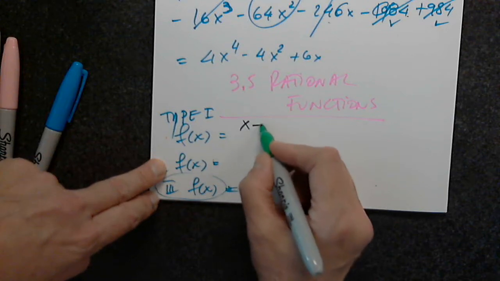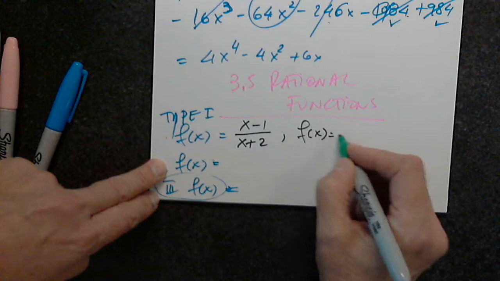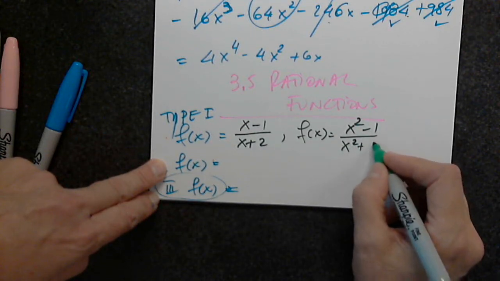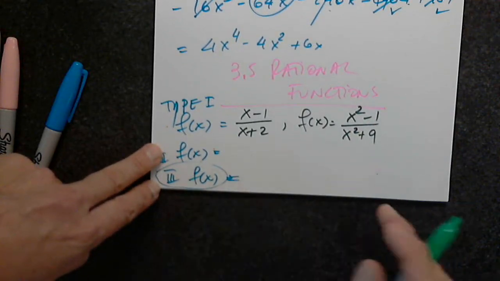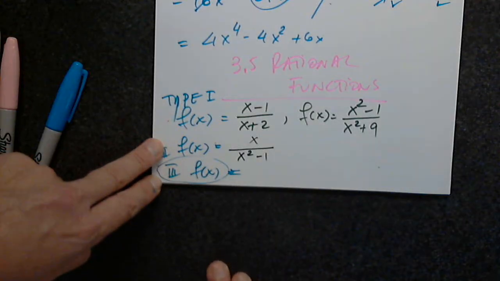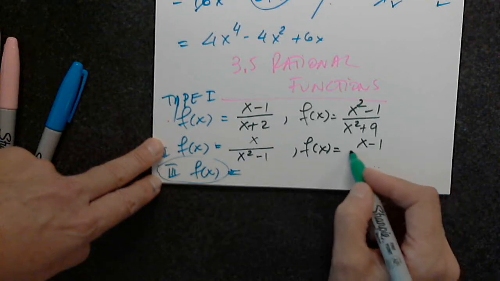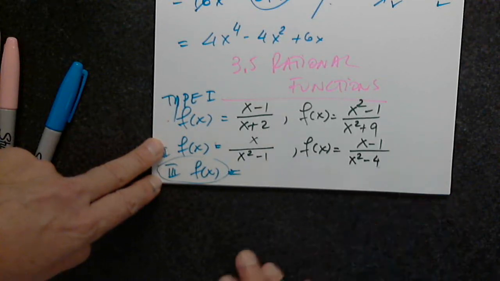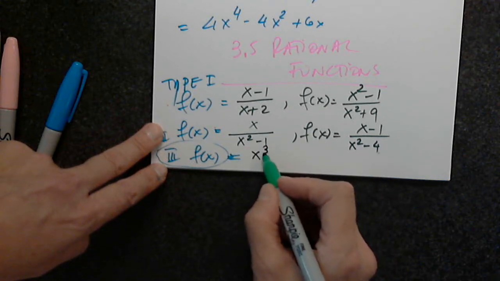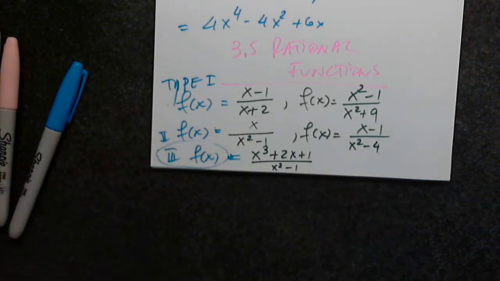So let's say f of x equals x minus 1 over x plus 2. Here's another example: x squared minus 1 over x squared plus 9. Those are 2 examples of type 1. x divided by x squared minus 1 is an example of type 2, and so is f of x equals x minus 1 over x squared minus 4. And here's type 3: x cubed plus 2x plus 1 over x squared minus 1.